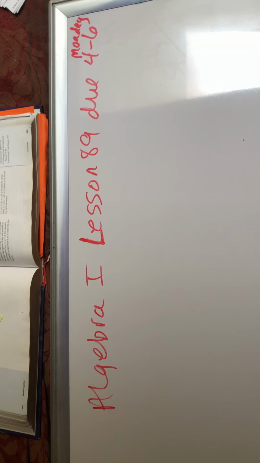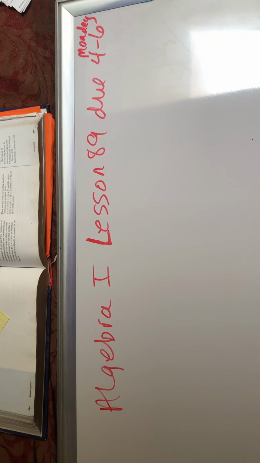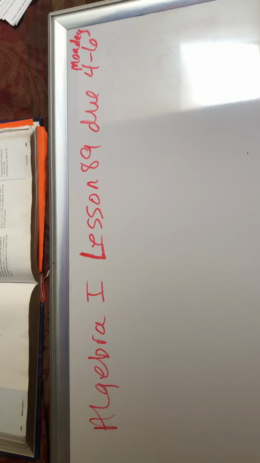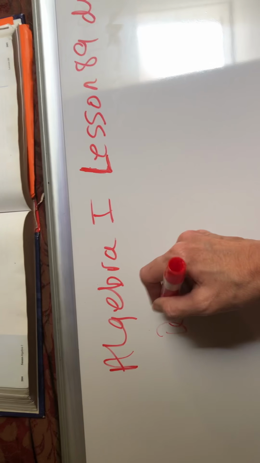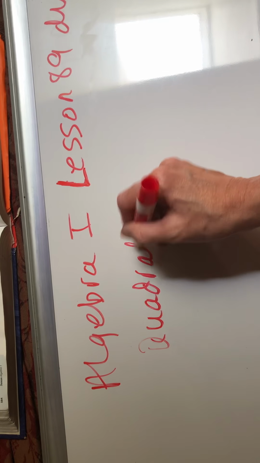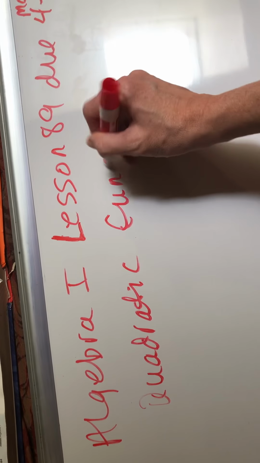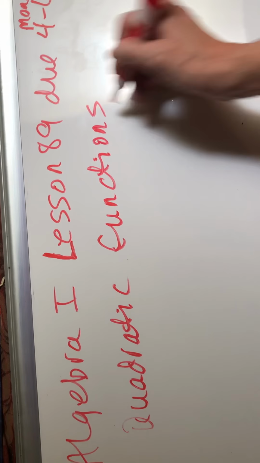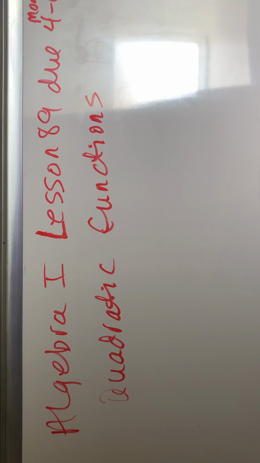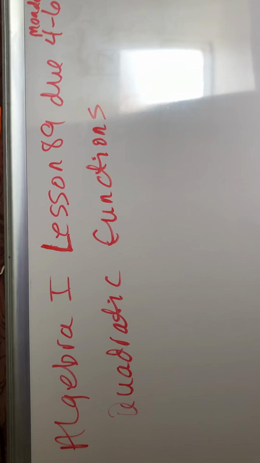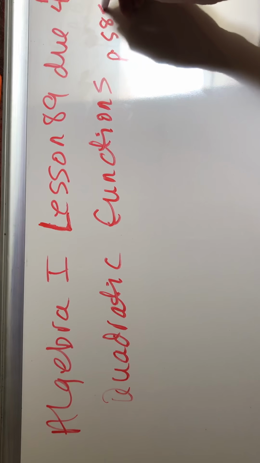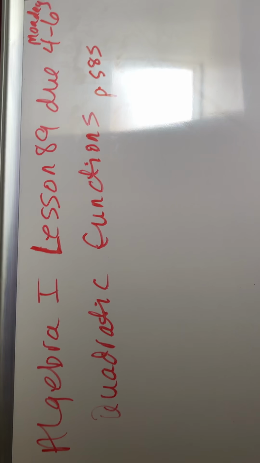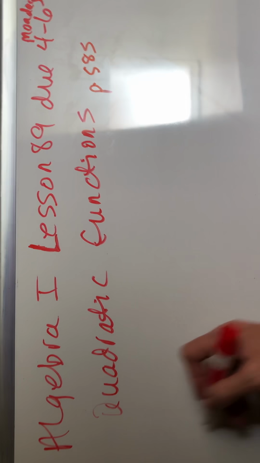So this is lesson 89 for Algebra 1. It's due Monday the 6th, and it is just looking at quadratic functions, at different things about quadratic functions. So I'm going to just go through the examples in the book. You're probably going to want your book open to page 585. And just going through some things.